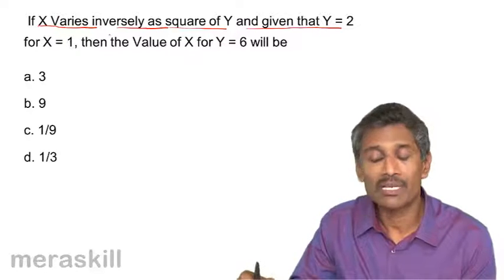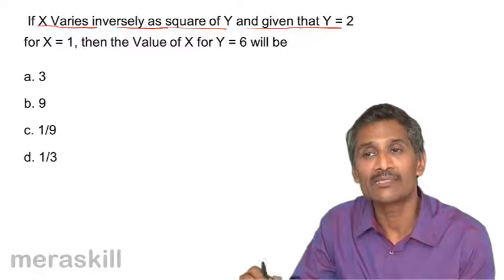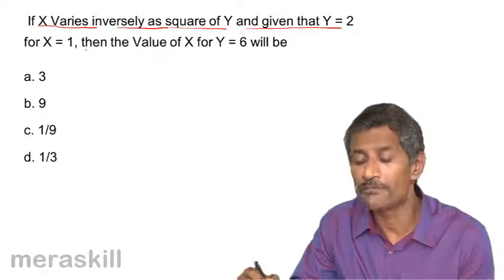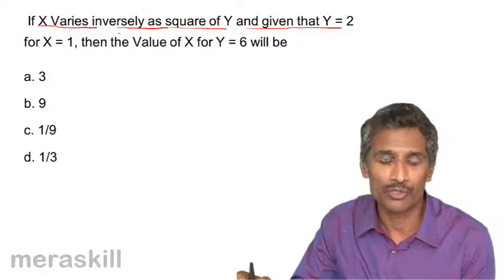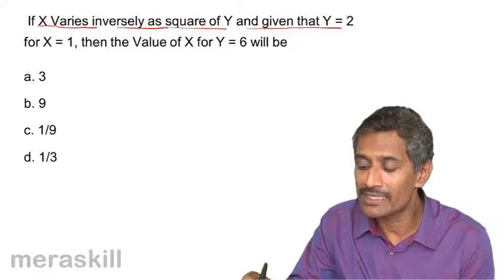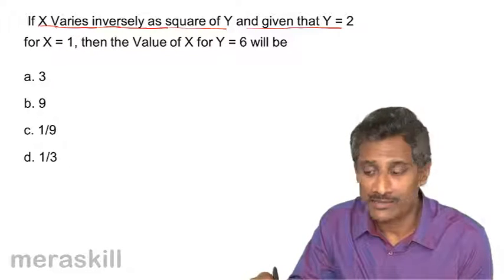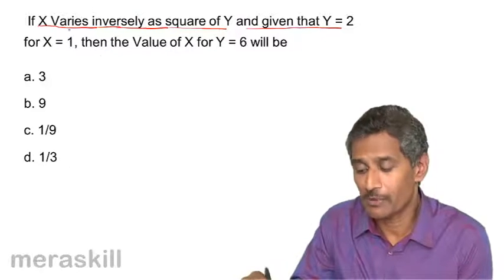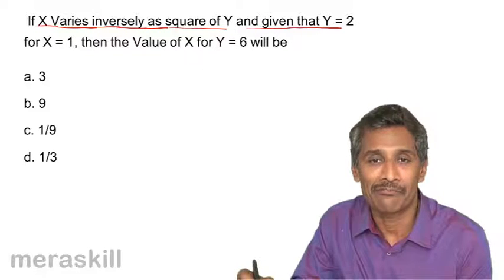Now whenever you have a case of variation, either one quantity increases, say x increases, and the other one also increases proportionately. Or if one quantity increases and the second one decreases proportionately, then you have the concept of variation. Now when x varies inversely, it means that when x increases, the square of y decreases proportionately. For example, if x becomes double, the square of y will become half.